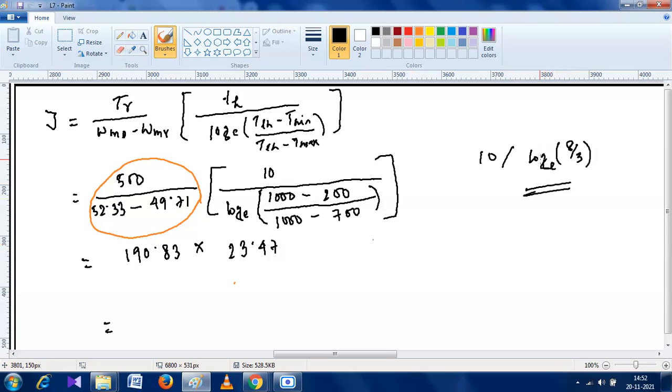Not ln, this is log basically. There are two types of log, one base e, another base 10. What is the value of ln 8 by 3? 0.42. 10 divided, sir, by log 8 by 3. Huh? Log 8 by 3.